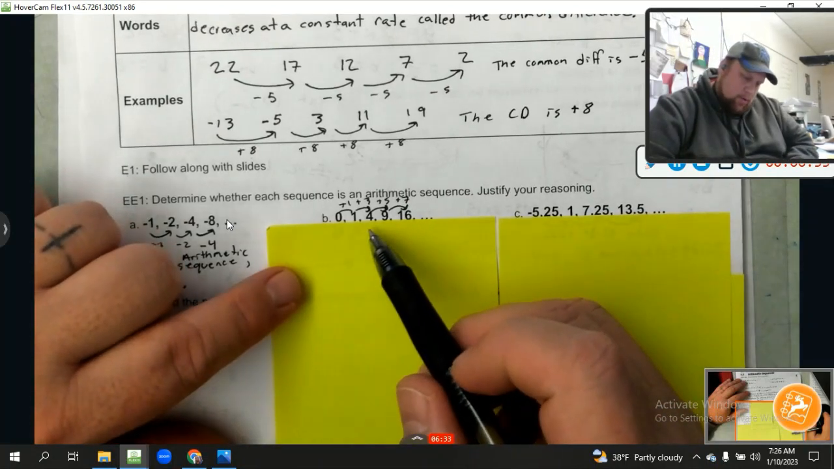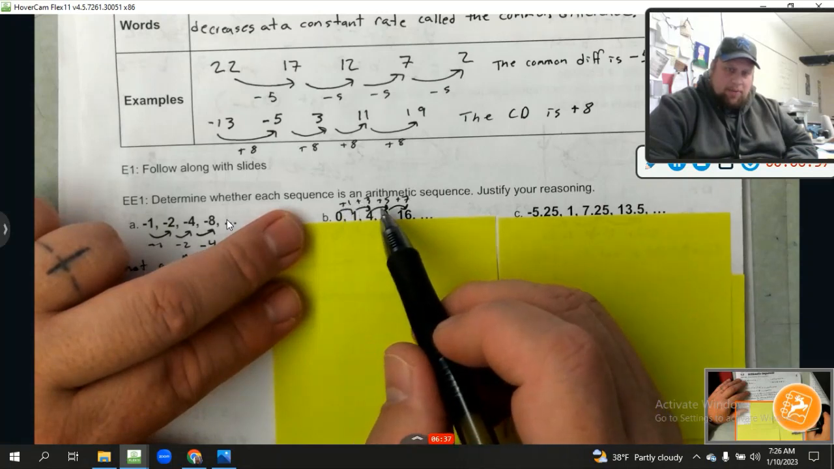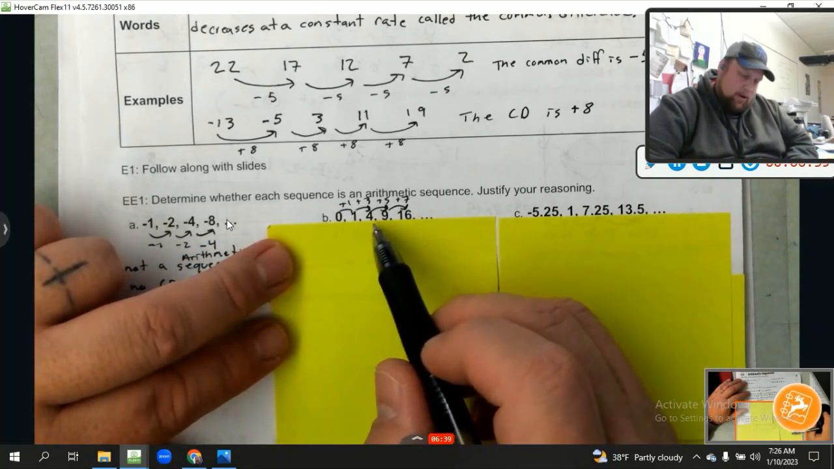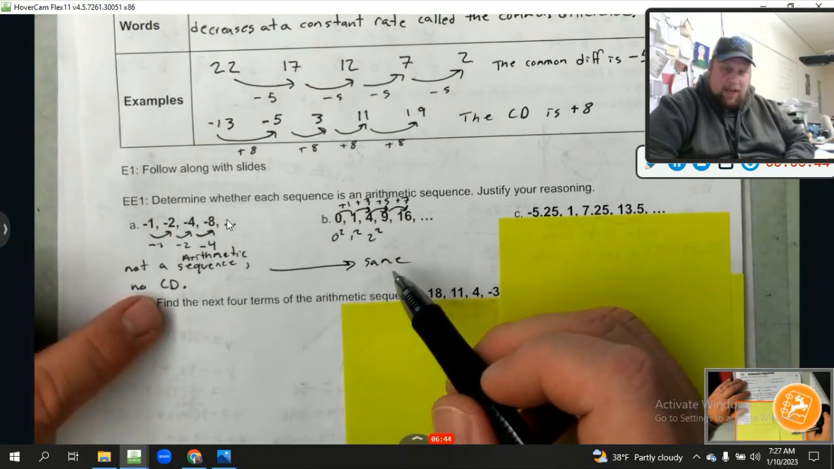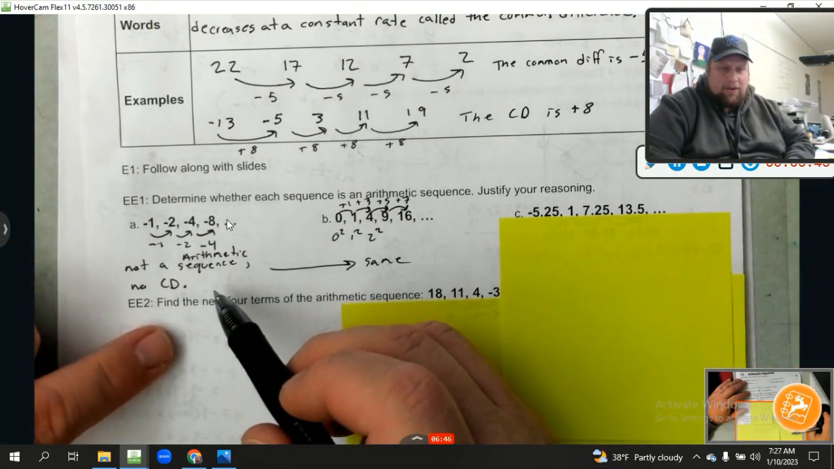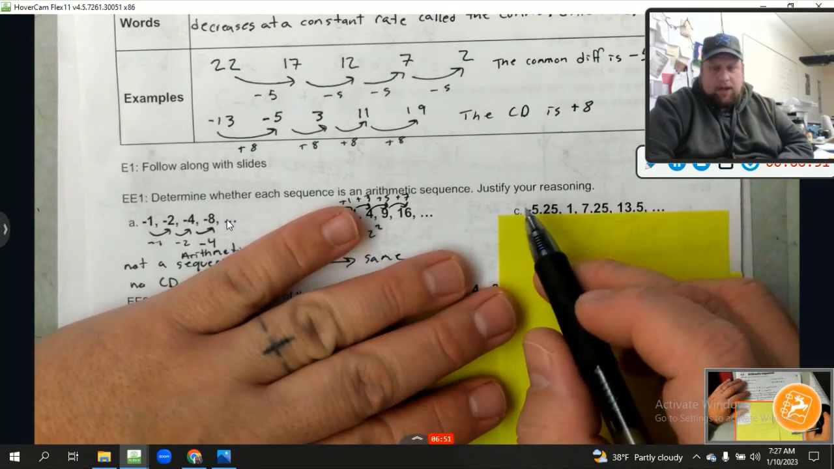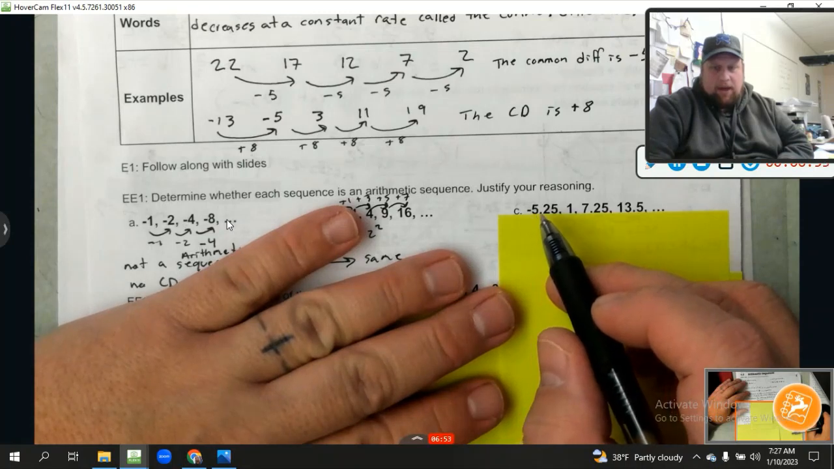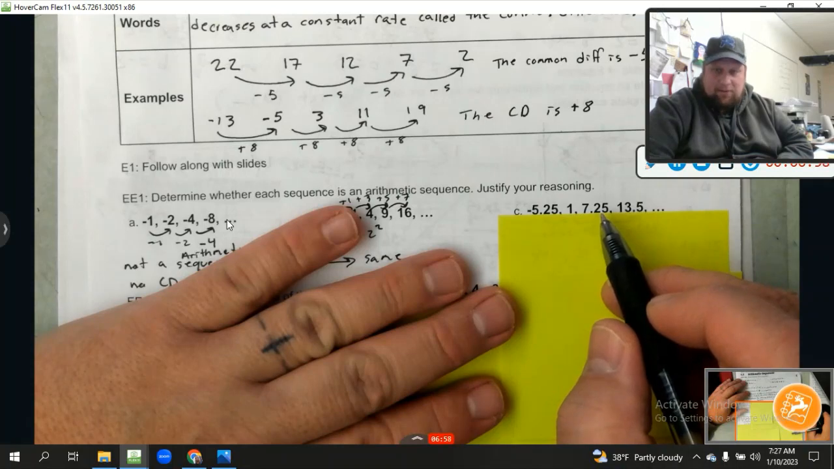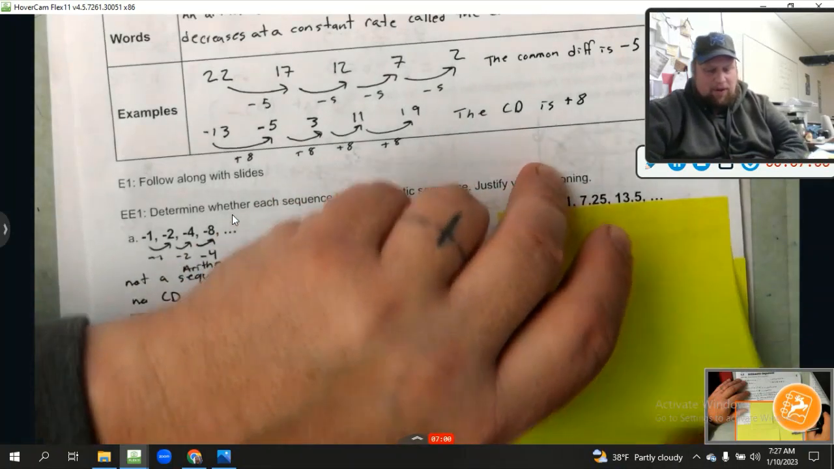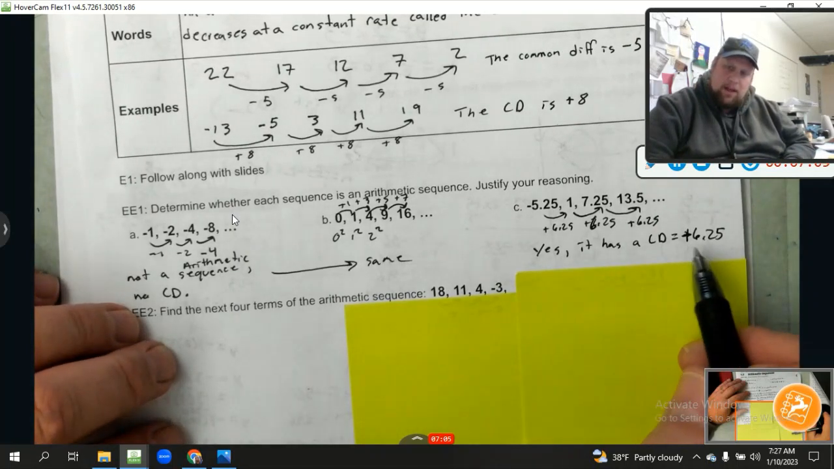How about 0, 1, 4, 9, 16? I show it right here as being +1, +3, +5, +7. It really is just 0 squared, 1 squared, 2 squared, 3 squared, 4 squared. But at the end of the day, again, same. I just put same. Not a common difference. Not an arithmetic sequence. How about this one right here? Well, let's see. To get from -5.25 to 1 is 6.25. Plus 6.25 is 7.25. Plus 6.25 is 13.5. Yes, that is an arithmetic sequence because there's a common difference of plus 6.25.